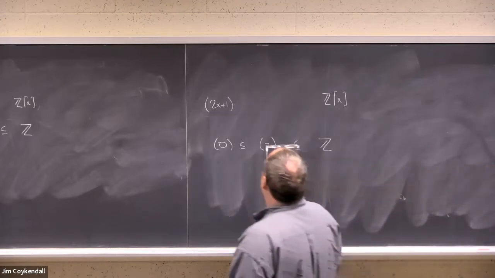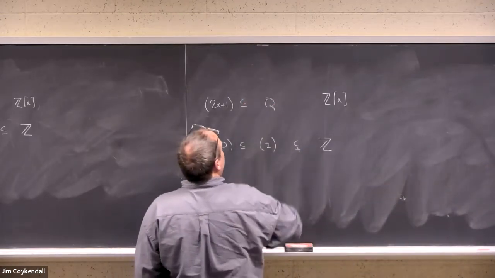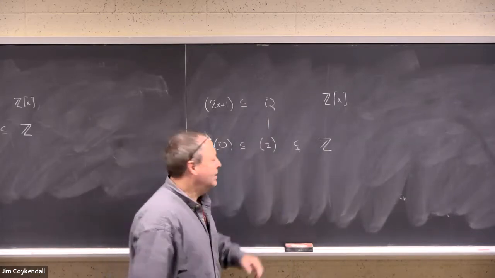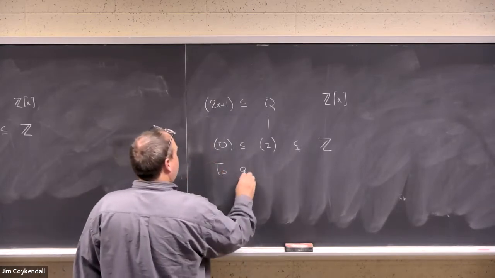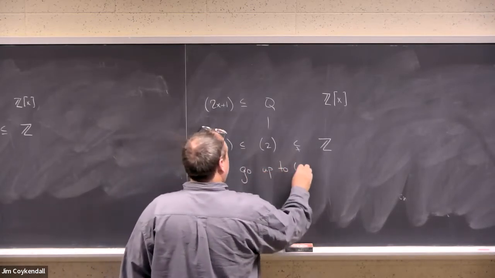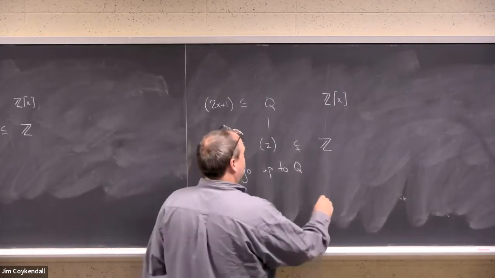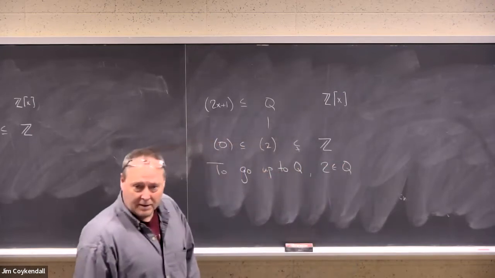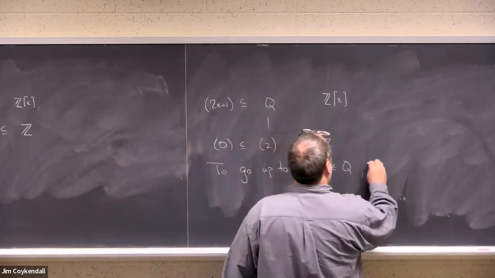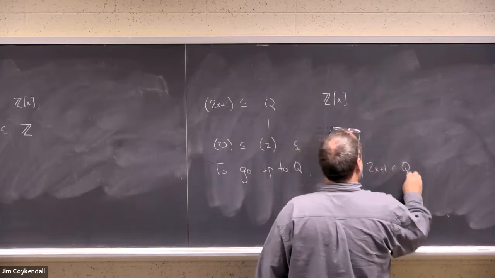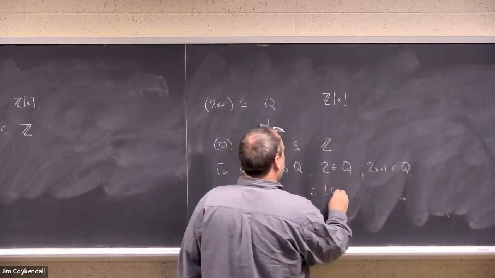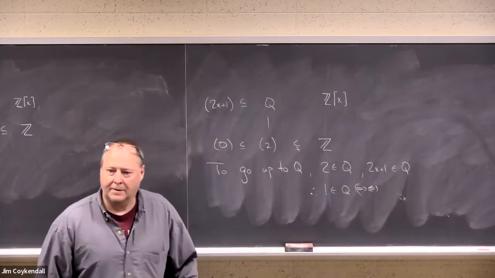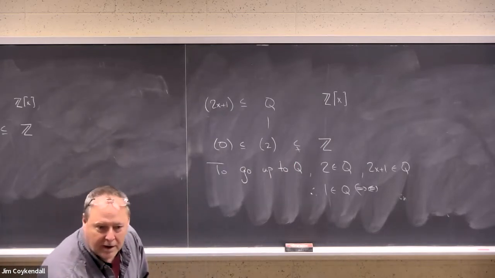So now you've got to find a prime ideal Q that intersects down here, right? So to go up to Q, you need that P is in Q, correct? And also, 2x plus 1 must be in Q. Therefore, 1 is in Q. So it looks like going up doesn't work.